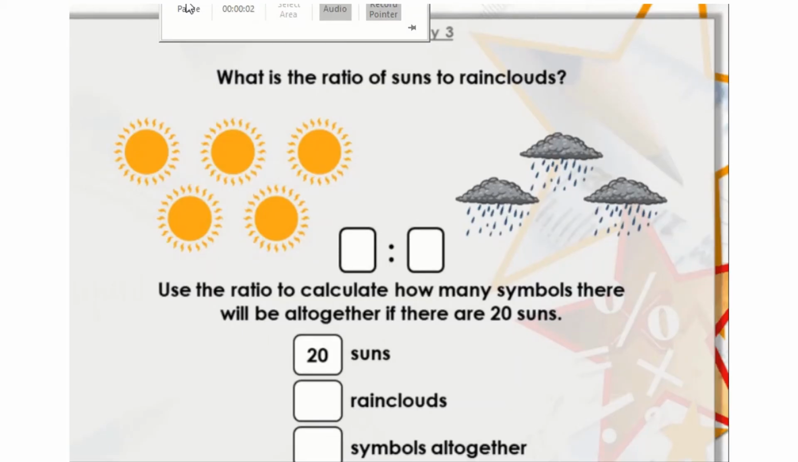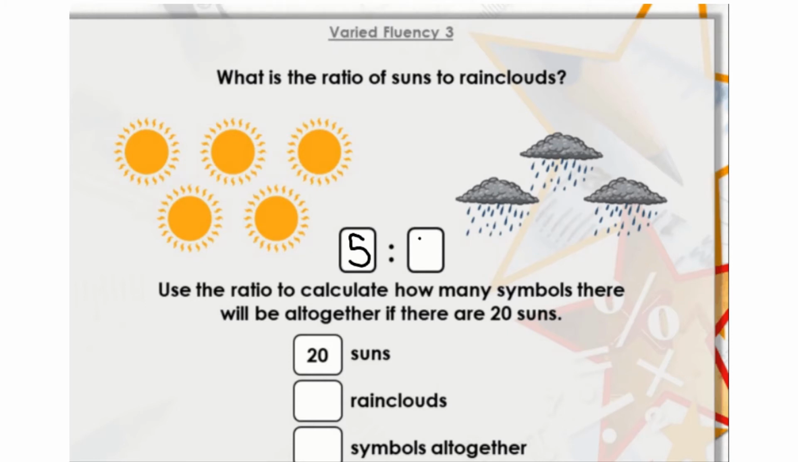What is the ratio of suns to rain clouds? So again, we've got 1, 2, 3, 4, 5 suns to 1, 2, 3 rain clouds. Use the ratio to calculate how many symbols there will be altogether if there are 20 suns. So it's the same principle here, we can actually just scale this up. So there's several ways of doing it.